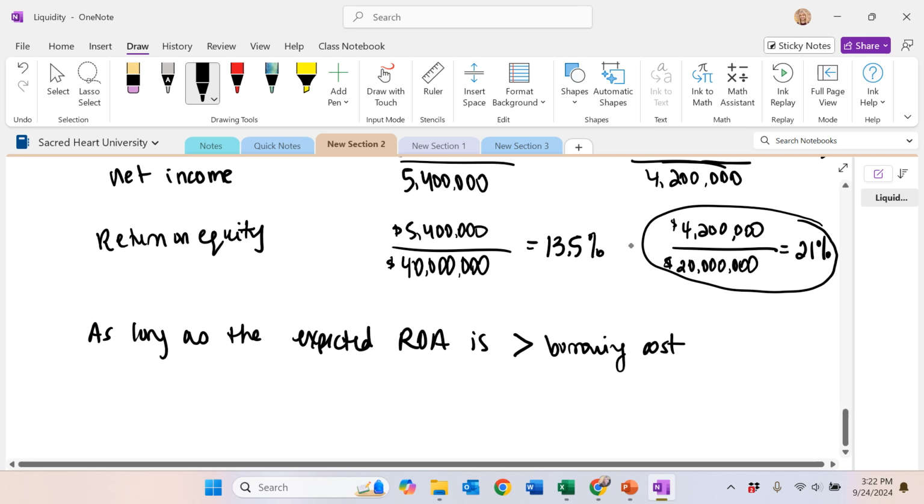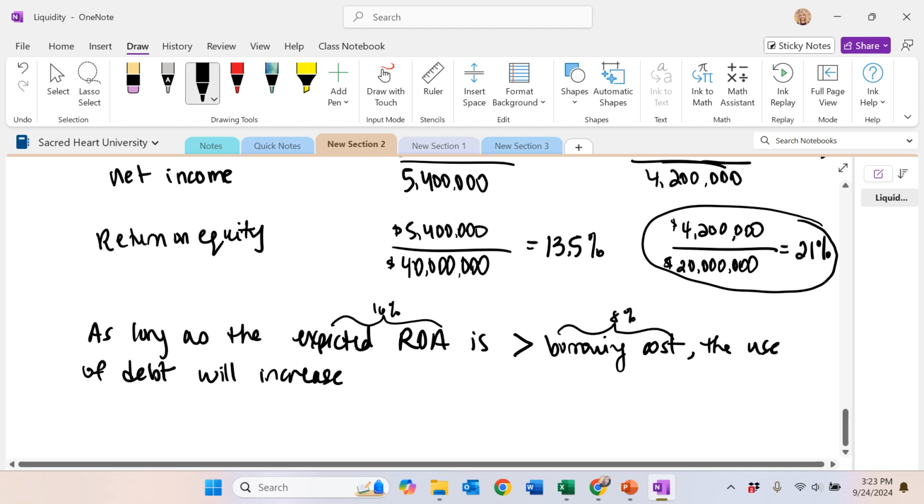Here the borrowing cost was 8%. The use of debt, right? We were earning 16% in this problem, return on assets. The borrowing cost was 8%. The use of debt will increase the return on equity. And so investors are actually happy. They want the company to borrow as long as this situation holds.